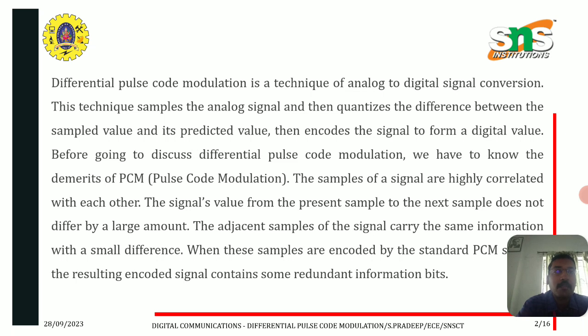Before discussing differential pulse code modulation, we have to know the demerits of pulse code modulation. The samples of a signal are highly correlated with each other. The signal's value from the present sample to the next sample does not differ by a large amount. The adjacent samples of the signal carry the same information with a small difference. When these samples are encoded by the standard PCM system, the resulting encoded signal contains some redundant information bits.